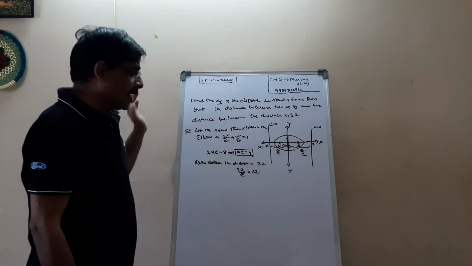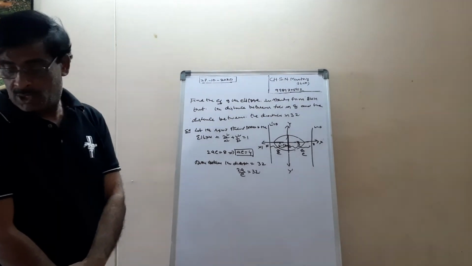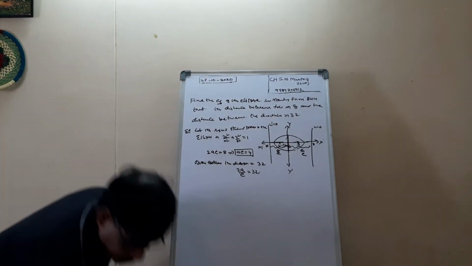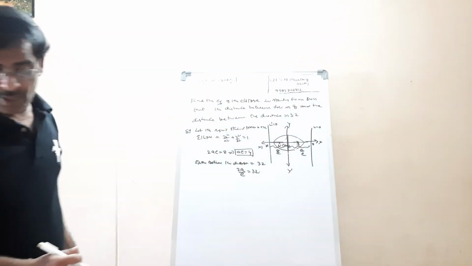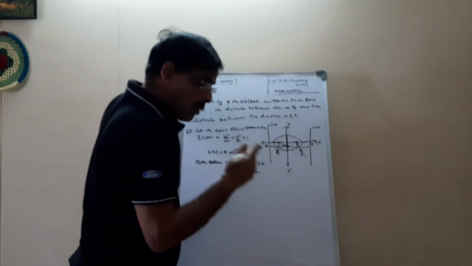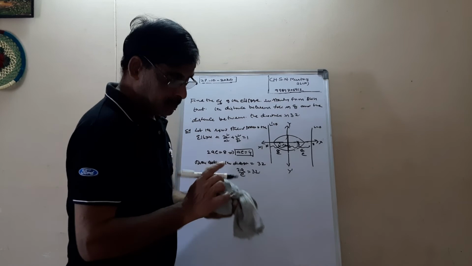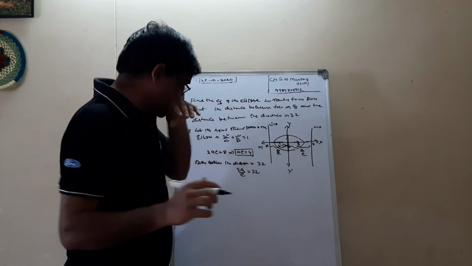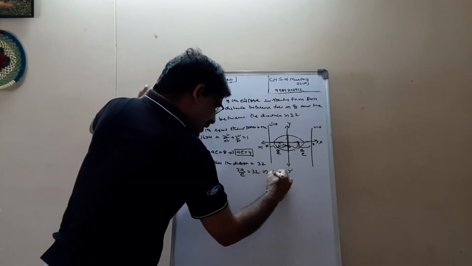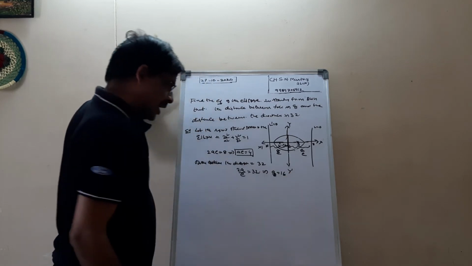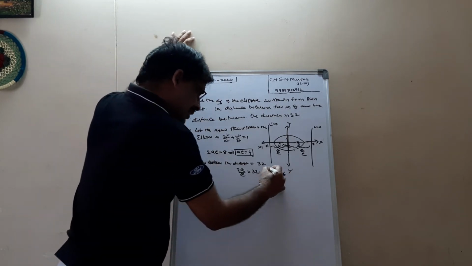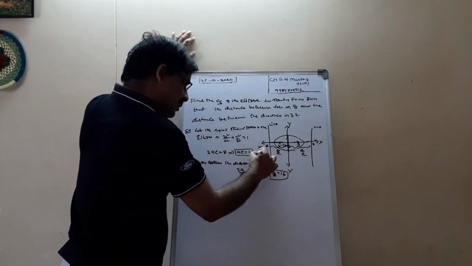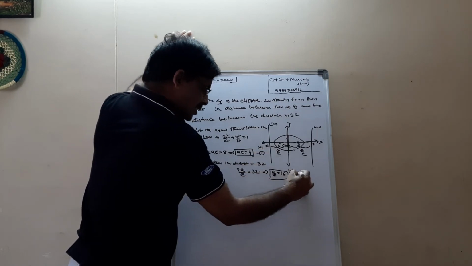2a by e equal to 32, or a by e equal to 16. A by e equal to 16. Keep it aside, let it be the second equation.